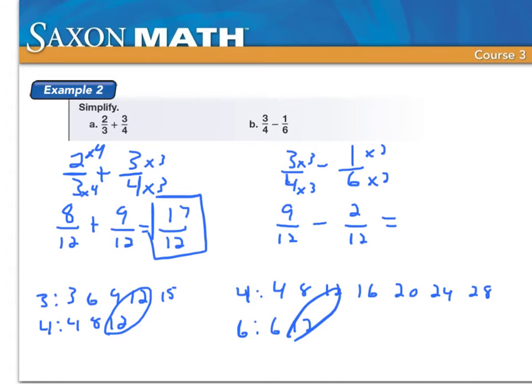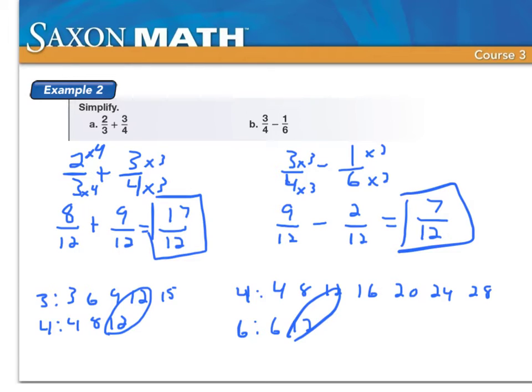Now I've got my subtraction problem with my common denominators. So I subtract the tops this time. 9 minus 2 is 7. And I keep the bottom. Then I ask myself, can I reduce this at all? And the answer is no. There's nothing that goes into 7 and 12. So I am done. 7/12.